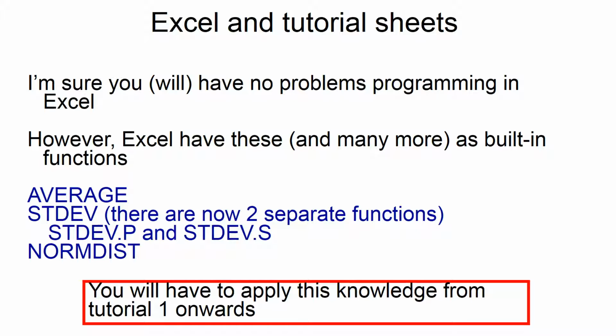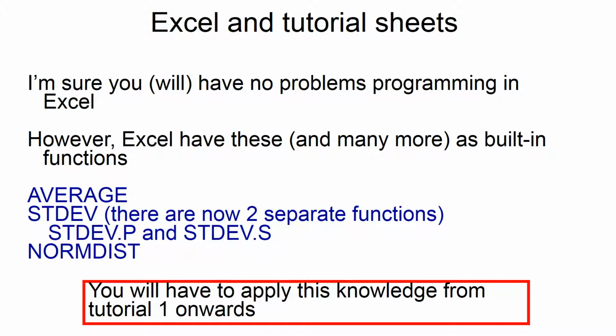So these things like mean and standard deviation, there are functions for these in Excel. Quite annoyingly, the function for mean in Excel is called average. So if you type equals average, then open a bracket and highlight the numbers that you want to average, close the bracket, that will give you the mean value for those cells.